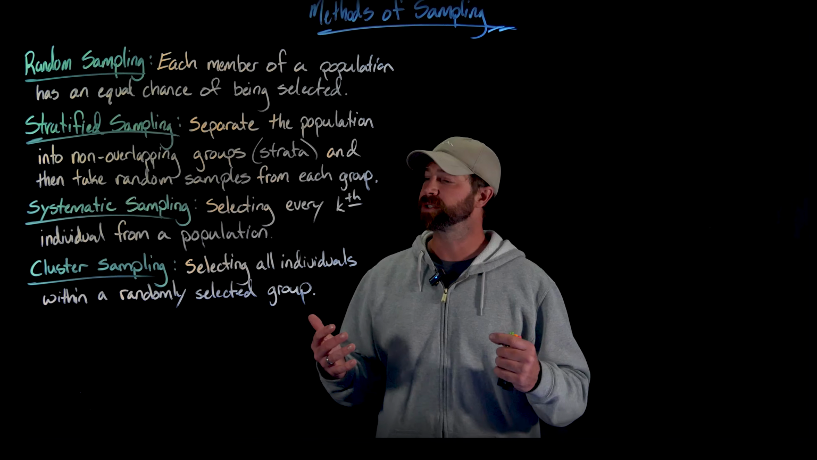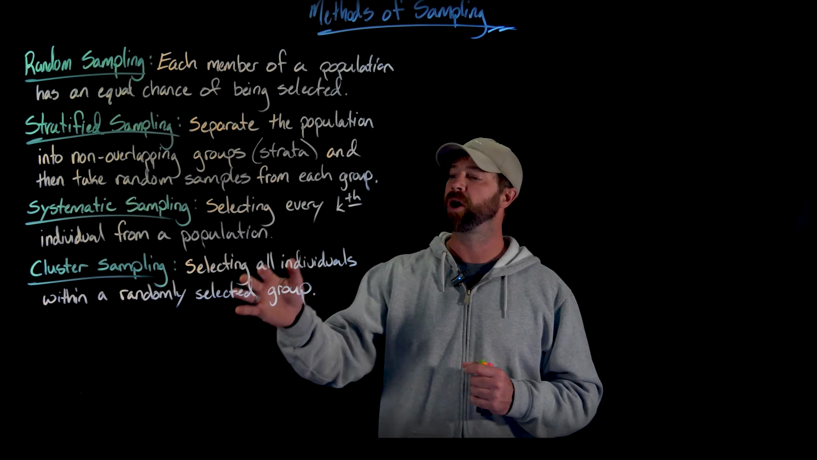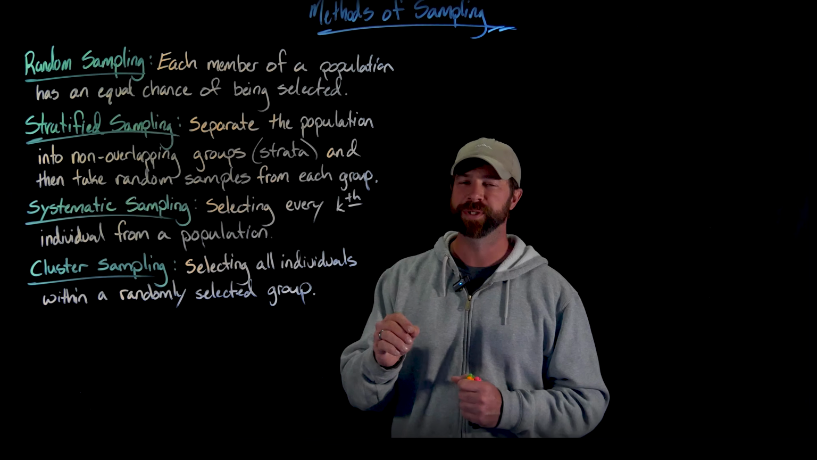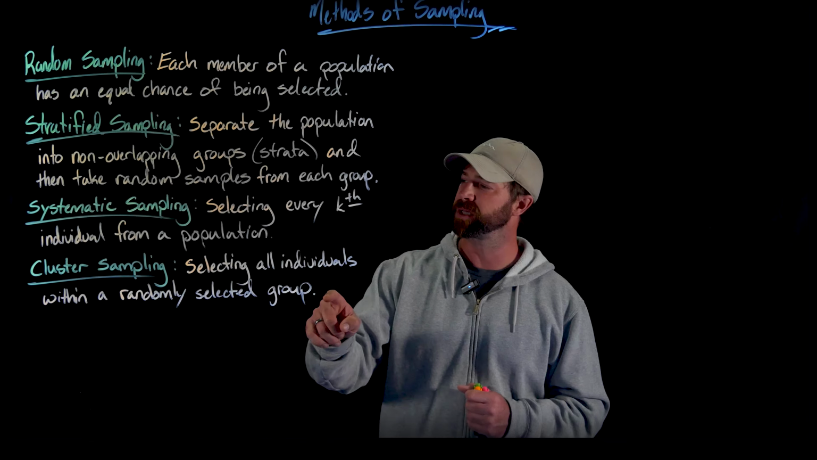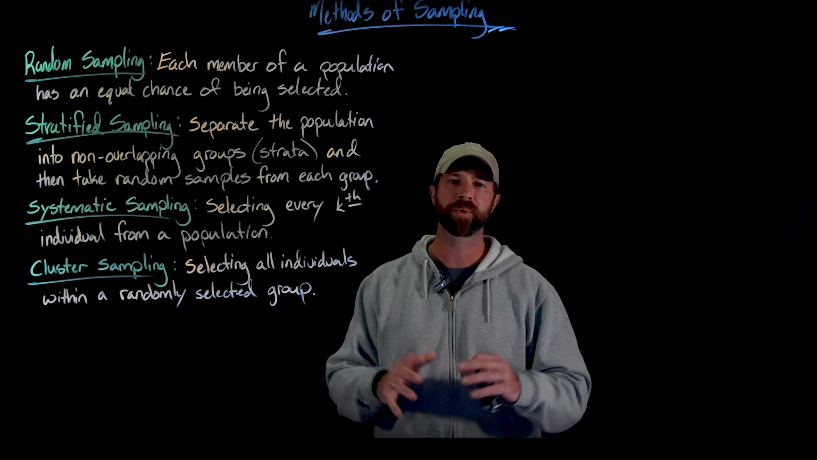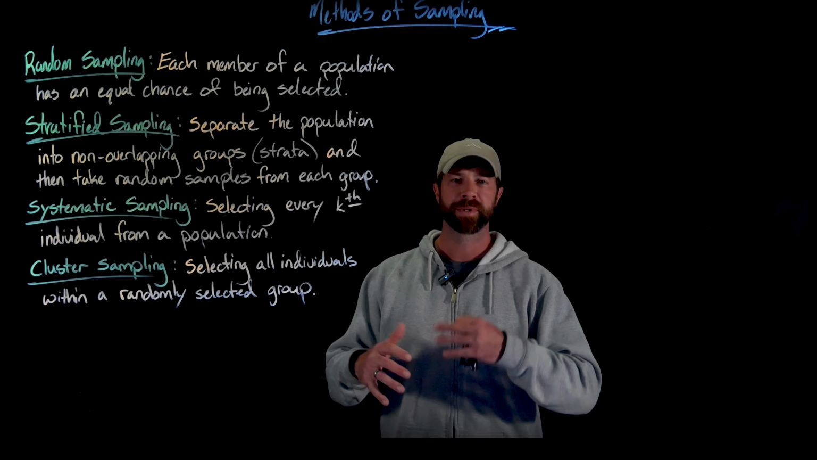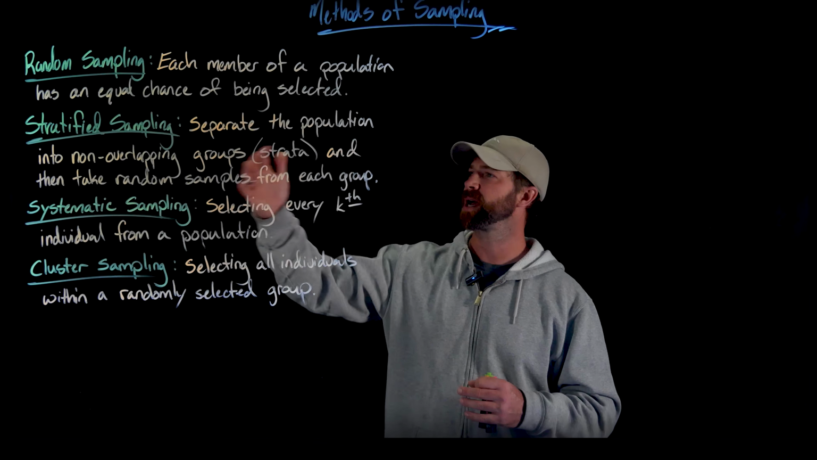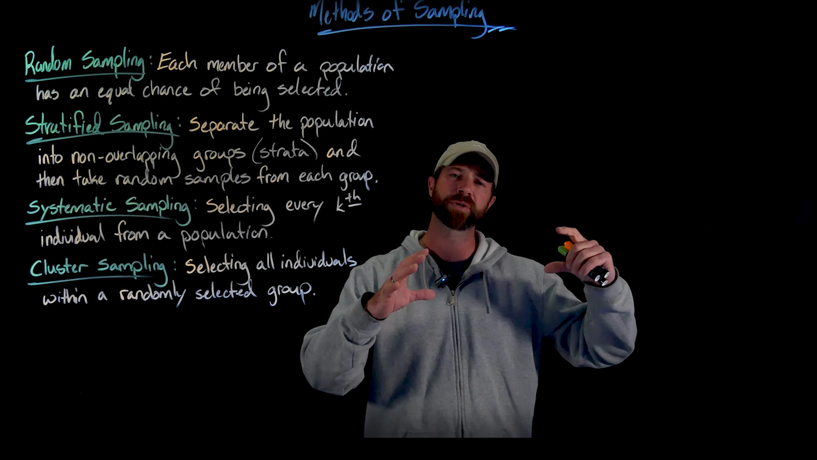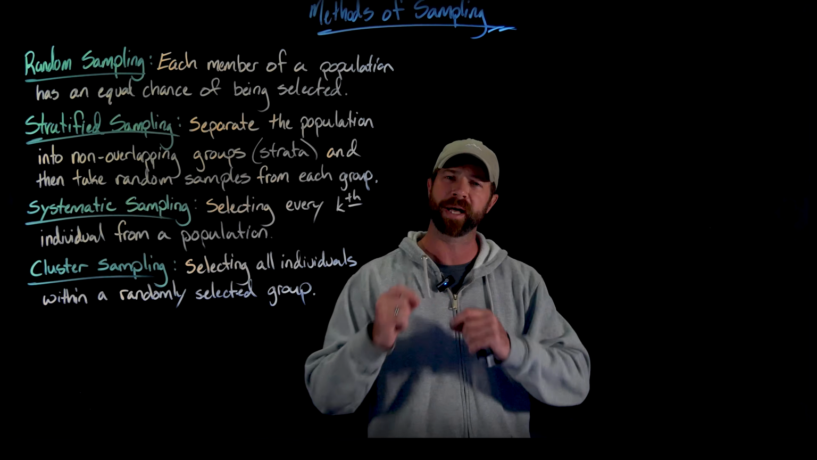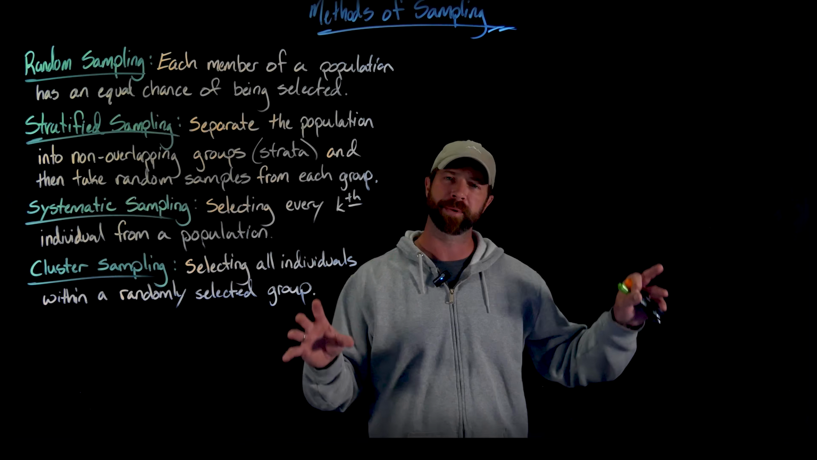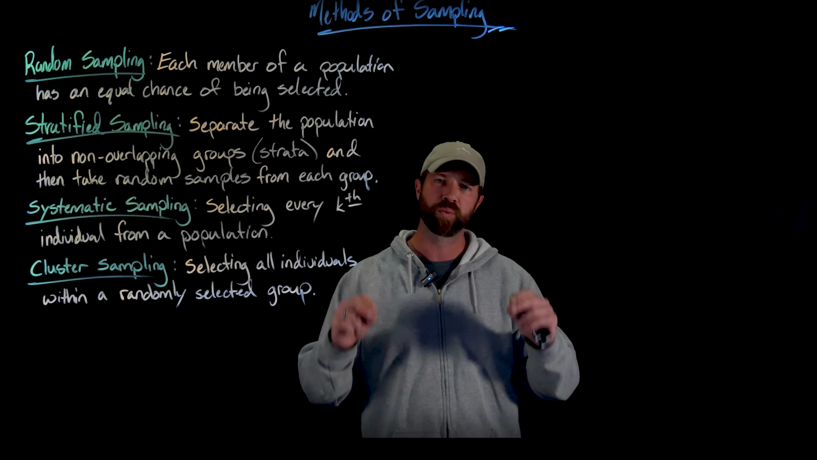And finally, we have cluster sampling. Cluster sampling is selecting all individuals within a randomly selected group. It can be a bit confusing to understand the difference between cluster sampling and stratified sampling, because in both cases, we're separating the population into groups. But just to speak to this difference real fast, in stratified sampling, we separate the population into groups, but then within each group, we take a random sample out of each of those groups. In cluster sampling, we separate the population into all these groups, and then we randomly select one of those groups.